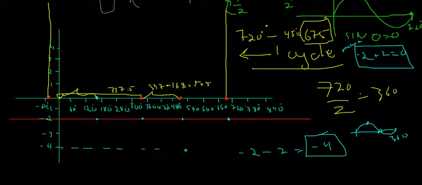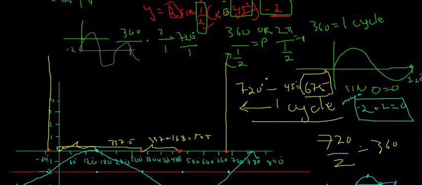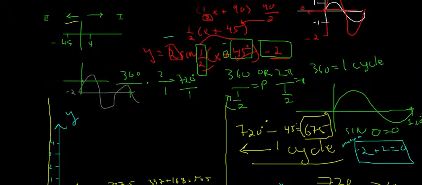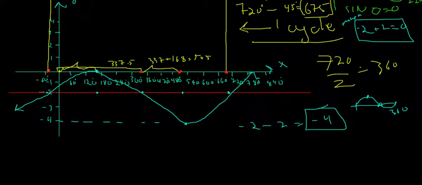Then you're done with the graph, basically. It should look something like so, and that's your transformed graph. Now we just add our axes, the y and x-axis, and we are done. And this is how you basically plot a transformed sine graph.